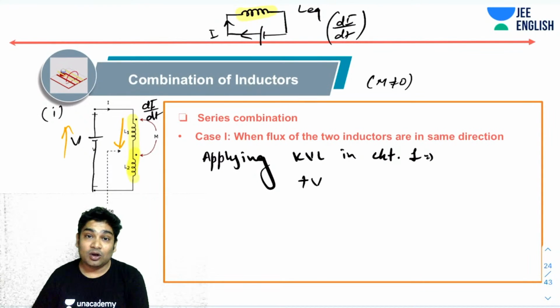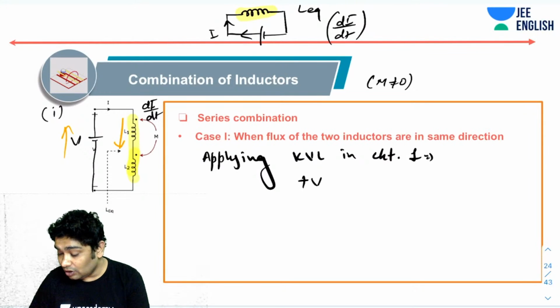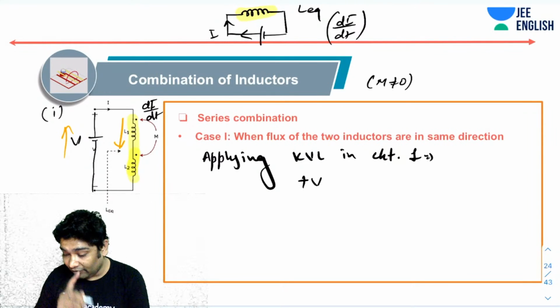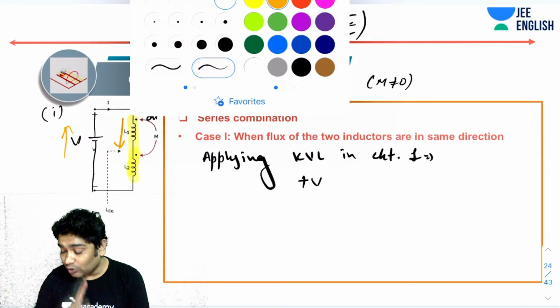So when I cross an inductor in the direction of the current, what will be the change in potential? The change in potential would be minus L1 di1 by dt. Okay, so here I have to also consider the total flux linked with L1. Now the total flux linked with L1 would be due to two factors.